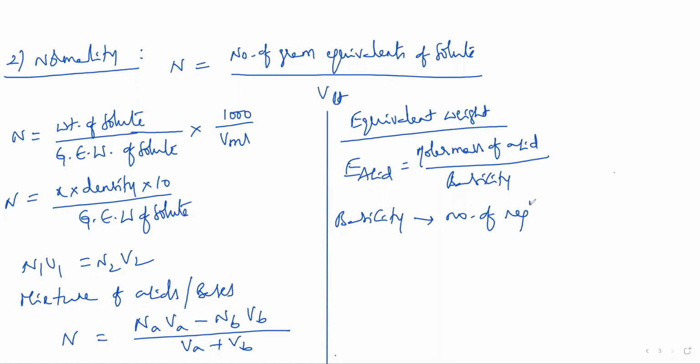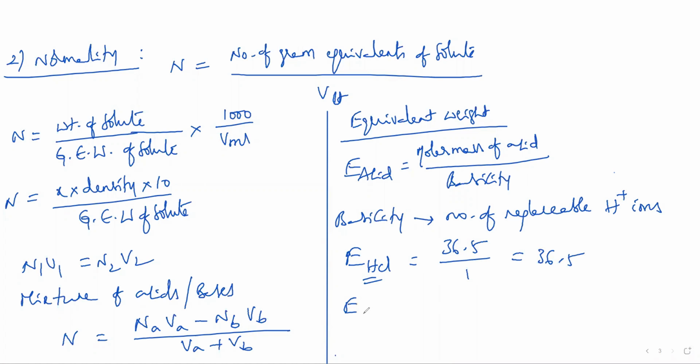What is basicity? Number of replaceable H plus ions. So example, equivalent weight of HCl. What is its molar mass? 36.5. Number of replaceable hydrogens: you can see there is only one, so it will be 36.5. Equivalent weight of HNO3: 63. Number of hydrogens: 1.